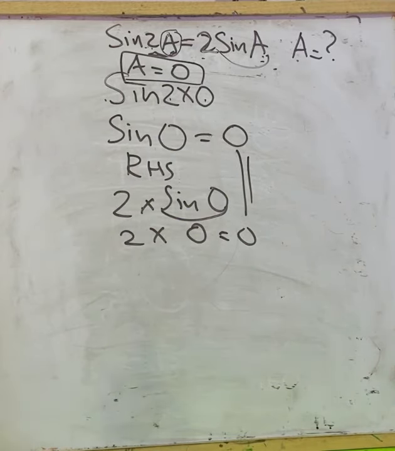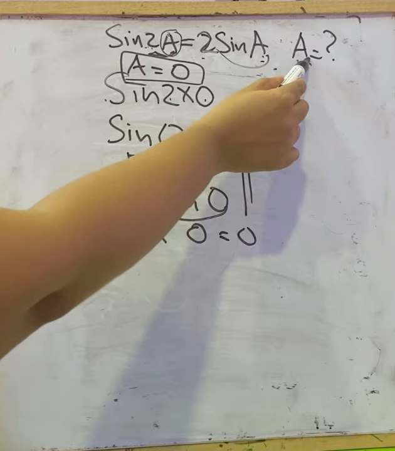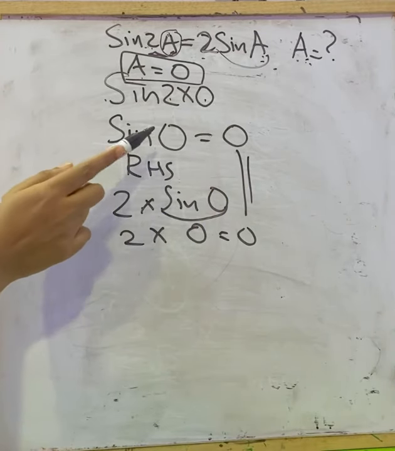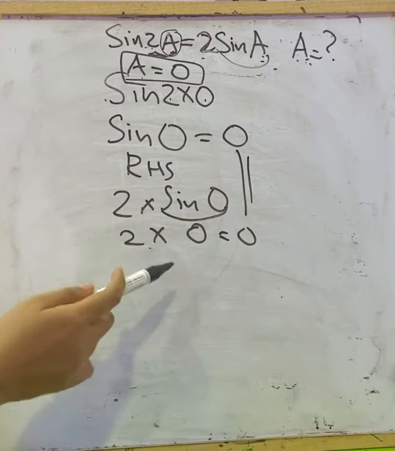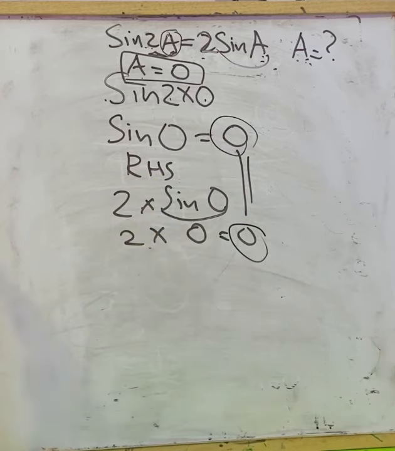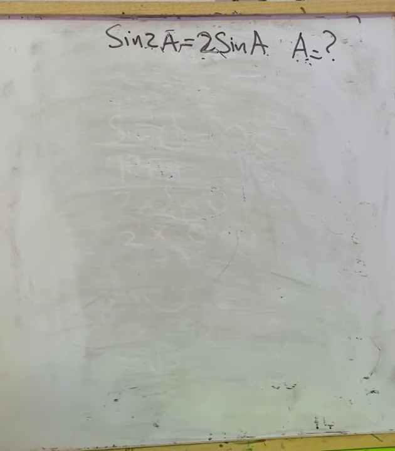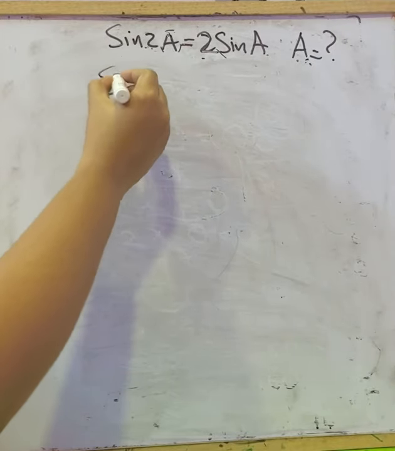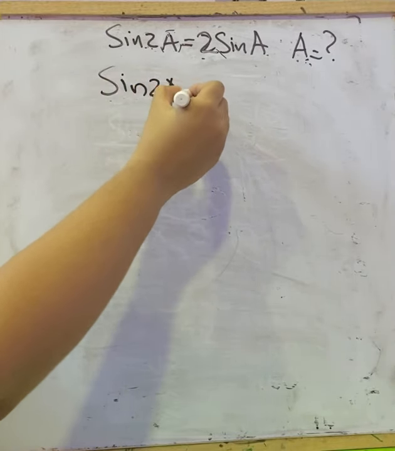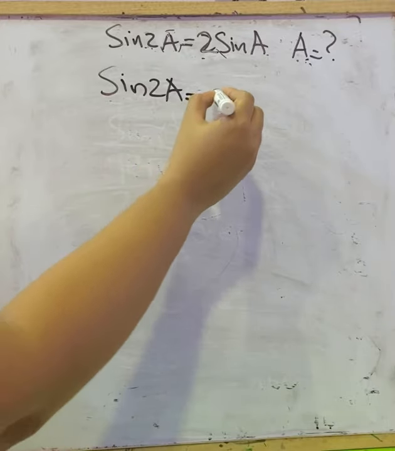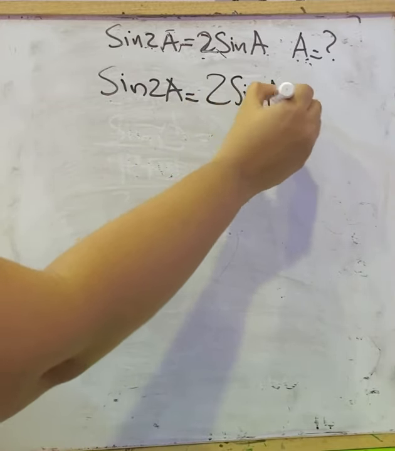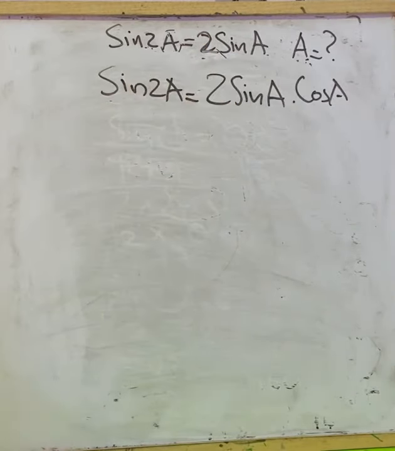So we got the answer, which was the value for A equal to 0. Then we got LHS and RHS are equal. Both are equal here. Another little more complicated method is there. I will show you. In the next method, we have to write the formula for sine 2a. Sine 2a, we have a formula that is 2 sine a cos a. We know the formula here.